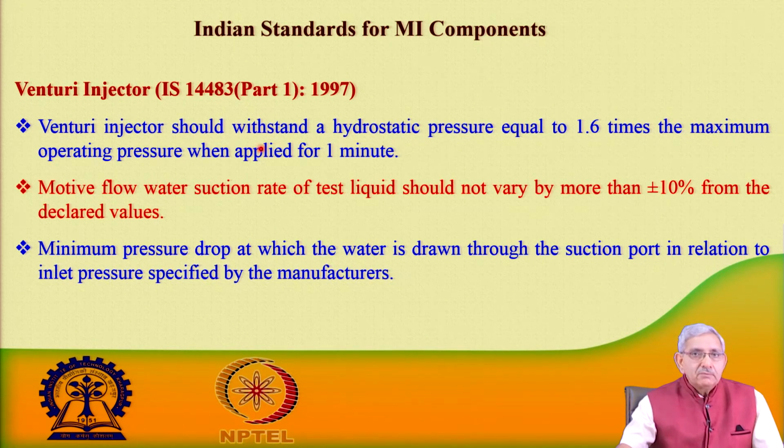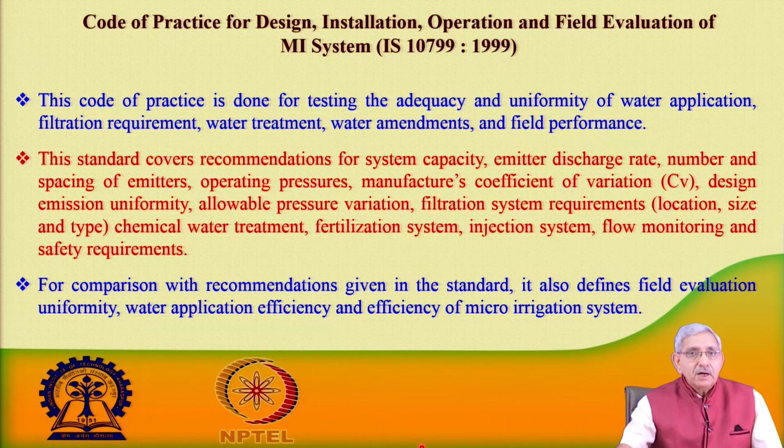Venturi injector, this is for fertigation, this is the IS specification which has been recommended. Where the motive flow water suction rate of the test liquid should not vary more than plus or minus 10% from the declared value, and the minimum pressure drop as far as possible it should have, so that the head loss due to friction from the fertigation system should be within the prescribed limit.